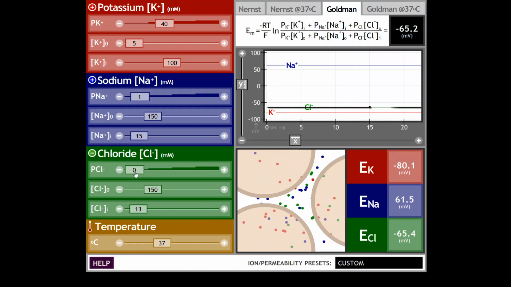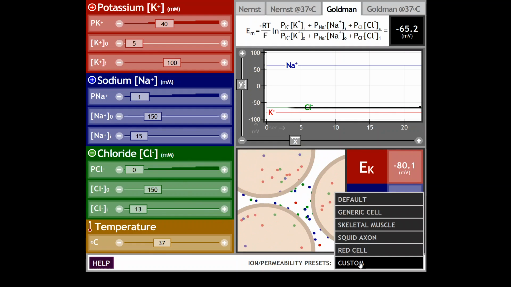All right, so again, this is just a little handy simulator. You can play around, adjust different values. We'll come back to it again when we get to action potentials, because we can use this to actually simulate an action potential too.